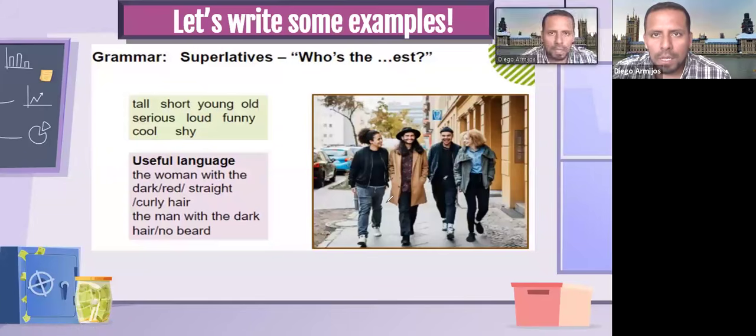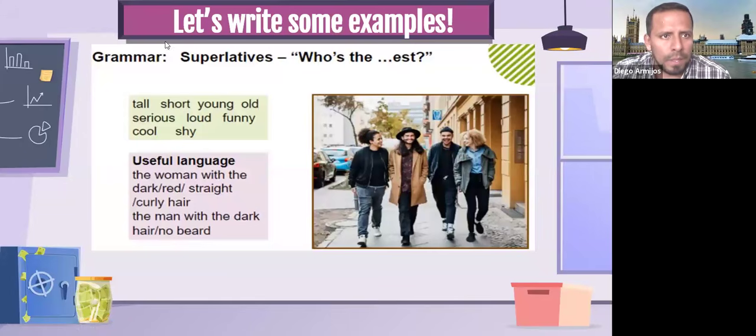Let me see if we have a picture. Oh, nice. Here we have a picture. Okay, here we have a group of people. We not only have two people in this case, we have a group of people, okay? Here we have the adjectives: tall, short, young, old, serious, loud, funny, cool, shy. We're going to use some useful language to help you guys. The woman with the dark red, straight, curly hair, the man with the dark... I'm going to write an example here, okay?